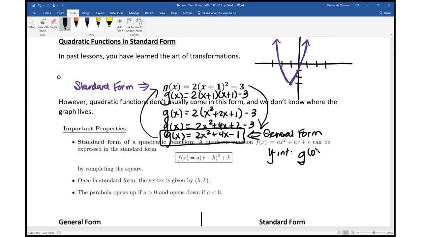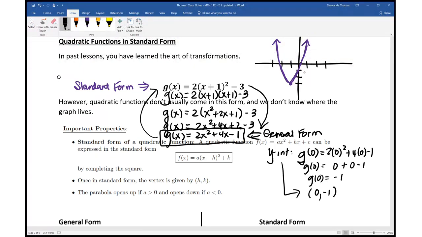So we're going to plug in a 0 for x here. So that's 0 plus 0 minus 1. So g of 0 equals negative 1. So what is the y-intercept? It is (0, negative 1). So it's crossing, and I did a pretty good job because it is crossing right there at (0, negative 1). I didn't know that, but because I sketched it fairly well, it already hit that (0, negative 1).